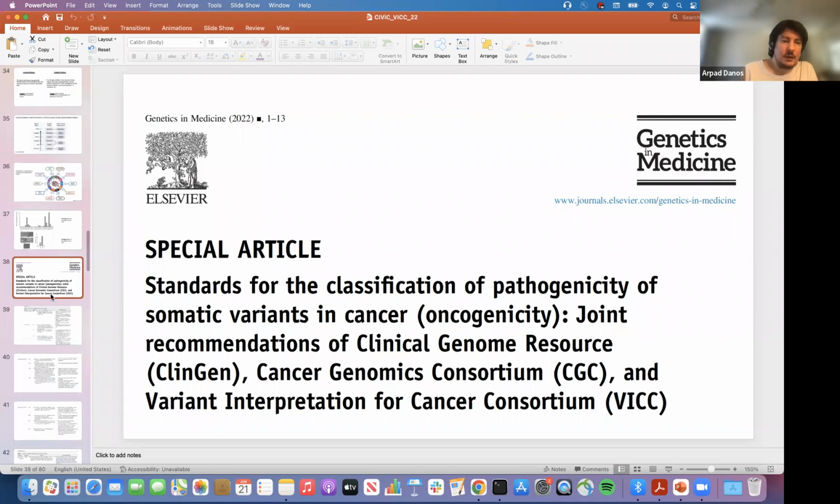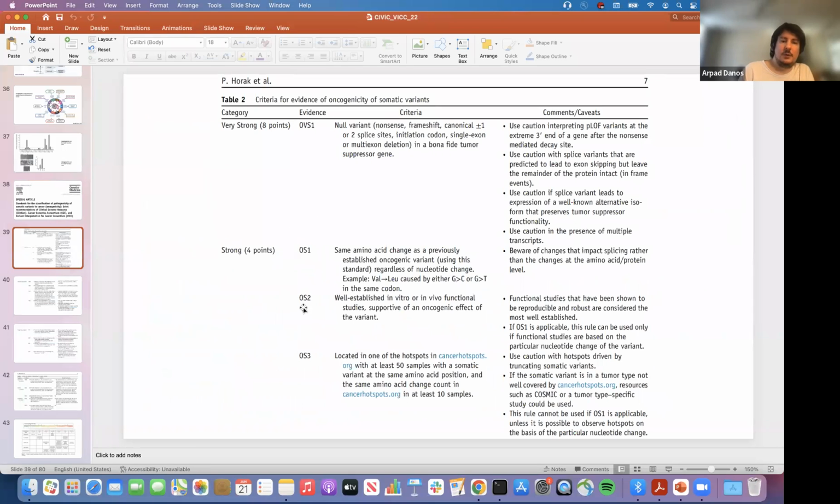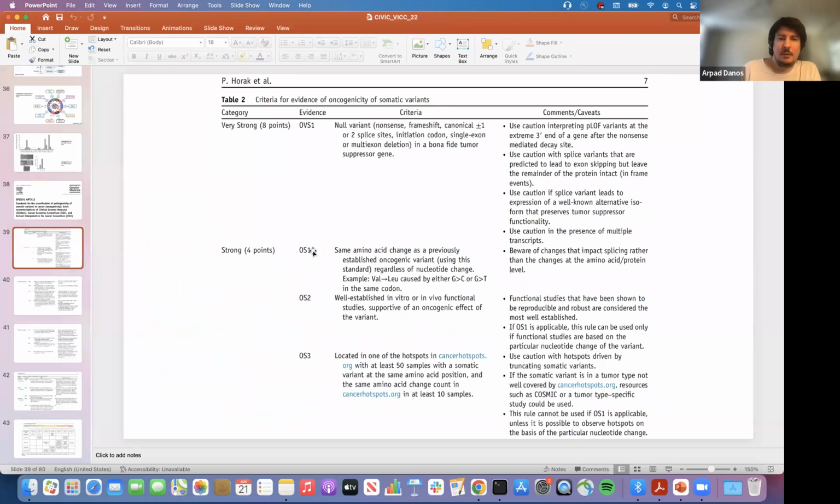Essentially at the core of this is a set of oncogenicity criteria, which are very similar to Richards 2015 in terms of the way of thinking about it. But here, these have been thought through, worked out, and tested against somatic variant oncogenicity in cancer. So you have the strong ones, the 2 point ones, the 1 point ones, and I'm going to come back to OS2. One thing that I think wasn't made clear enough in the paper is that these points here are flexible.